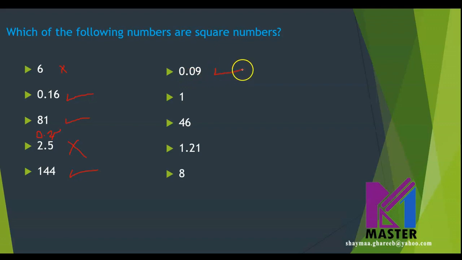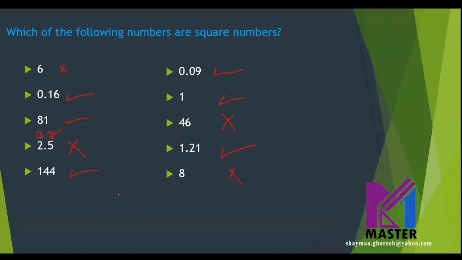0.09, yes, it's a square number of 0.3. 1, of course, it is a square number. 46, is 46 a square number? Of course not. 1.21, yes, of course, it is the square number of 1.1. 8, is 8 a square number? No. It is a cube number.